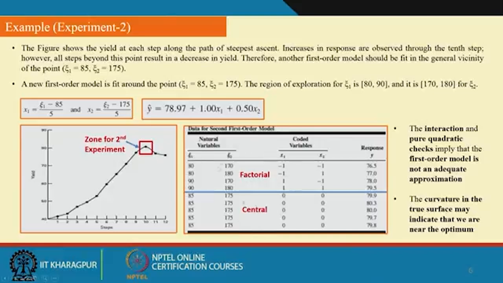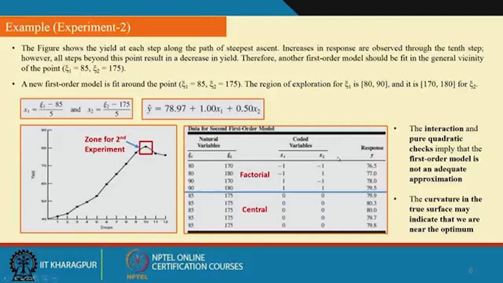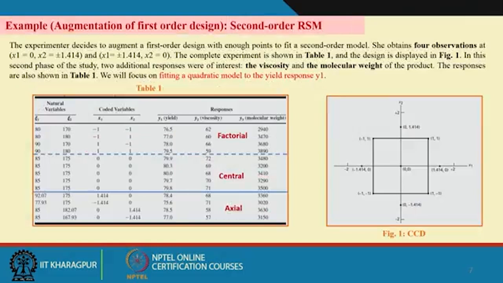In the same manner, we fitted the first order model, and we found that the interaction and pure quadratic checks imply that the first order model is not an adequate approximation. I am not explaining the calculation further, because similar calculations were given for the first order model. You just repeat the same procedure, and with this data you find that the pure quadratic and interaction effects are significant, so the first order model will not work. The curvature in the true surface may indicate that we are near the optimum, as the curvature is there here. That means you require a second order response surface.